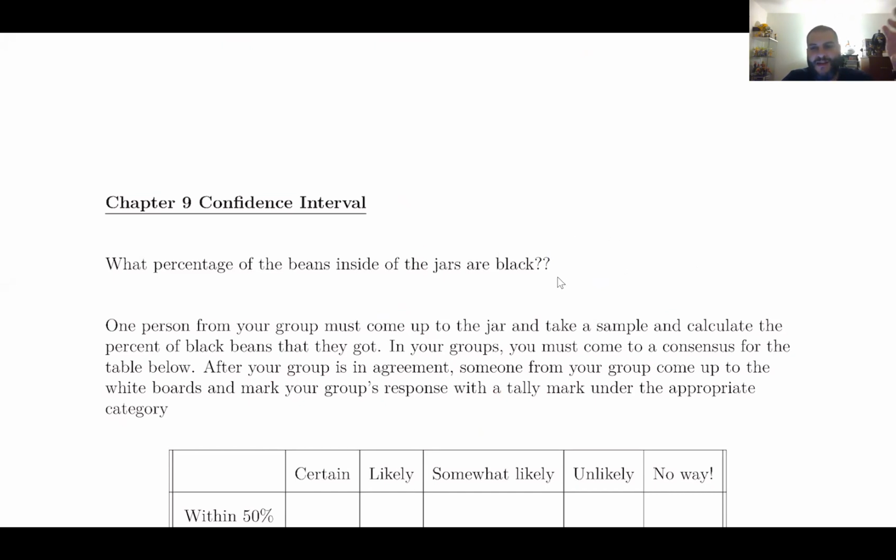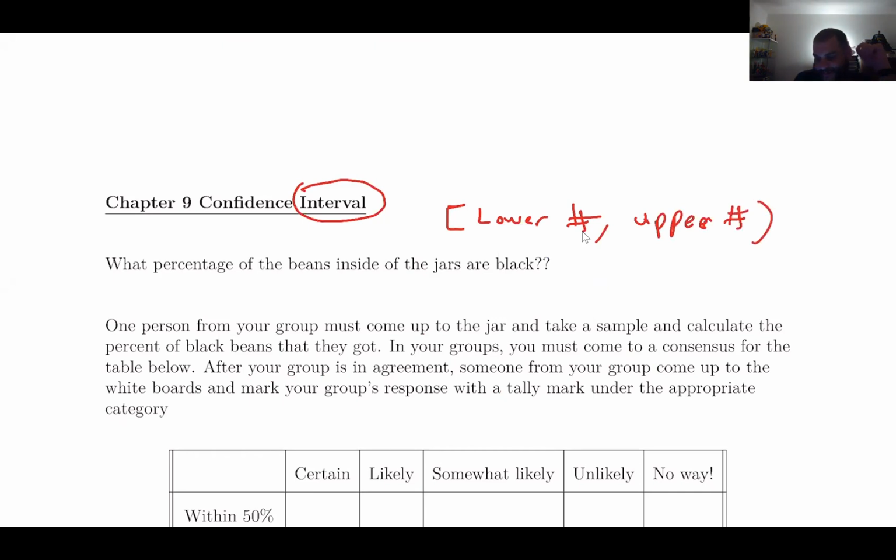So chapter 9 is confidence interval. The way that you want to think about confidence interval, if you look at the word interval, interval means you have a range. So whenever we find a confidence interval, we're going to have a lower number, and then you're going to have an upper number. So when we find a confidence interval, we're going to find an interval.